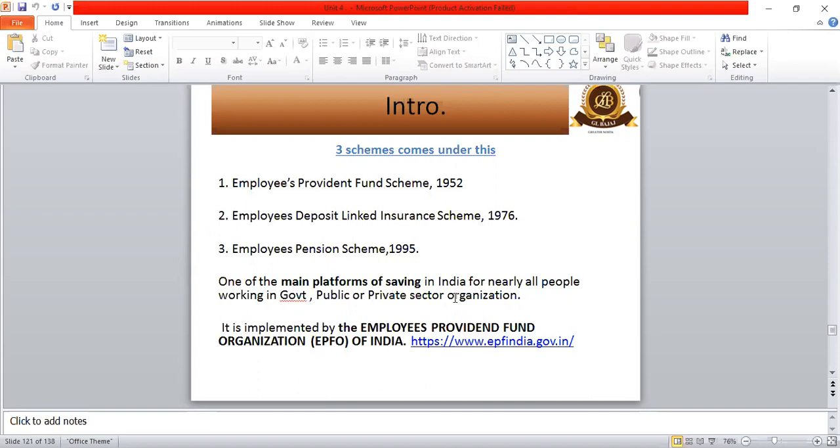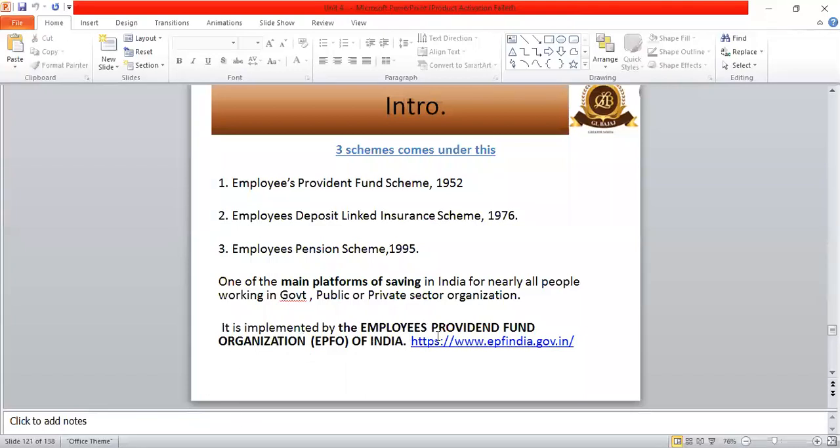Employee Provident Fund is one of the main platforms of saving in India for nearly all people working in government, public or private sector organizations. So this is a common platform and common practice that is followed by different organizations, whether from the government, public or private sector. Those of you who are going to work in banks or who are working in banks, this PF part must be there in your CTC and your salary breakup. You can just go through that and you will see how it is going on.